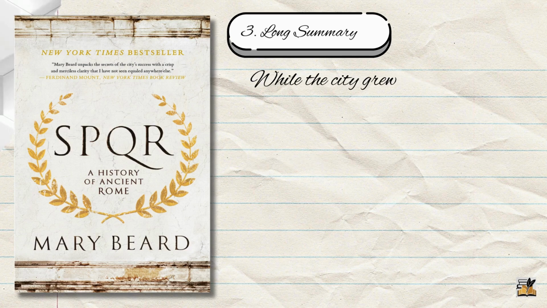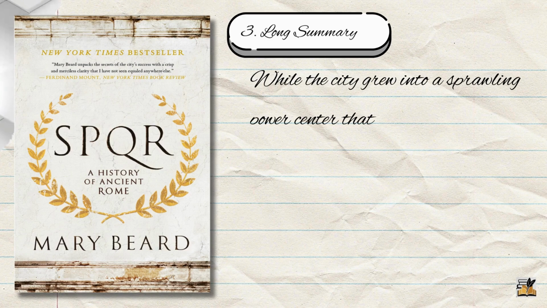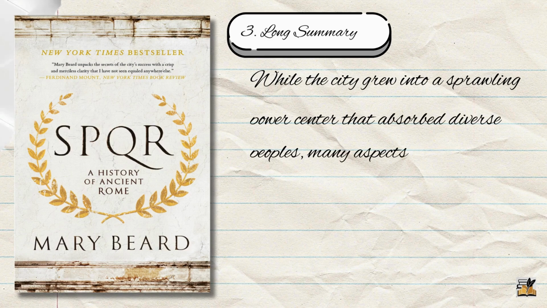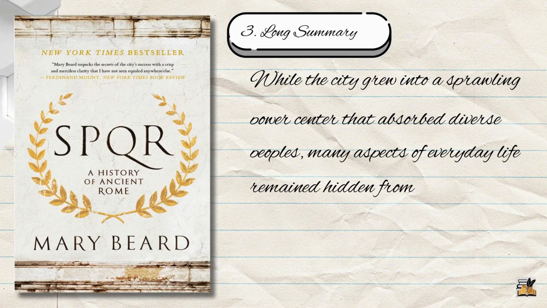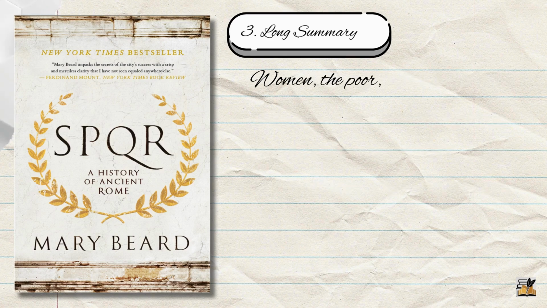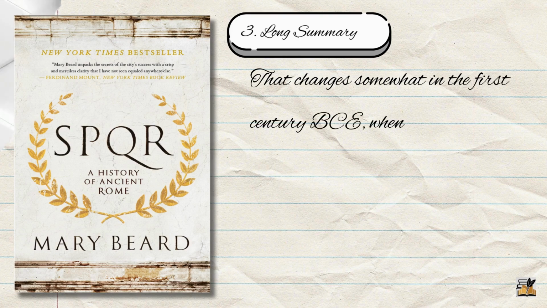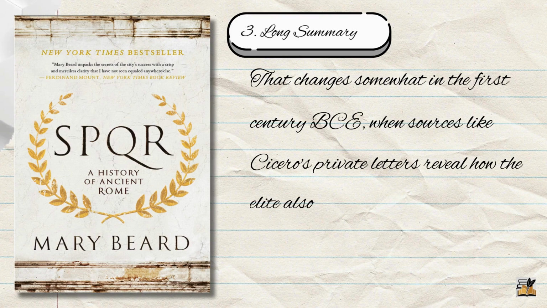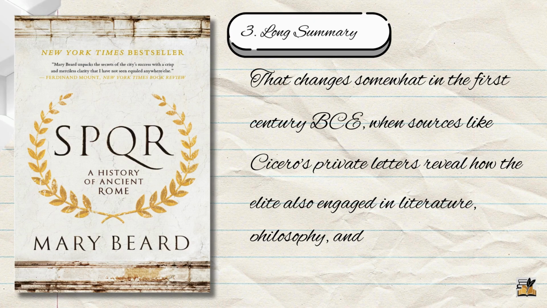While the city grew into a sprawling power center that absorbed diverse peoples, many aspects of everyday life remained hidden from the historical record. Women, the poor, and slaves rarely featured in official narratives. That changes somewhat in the 1st century BCE, when sources like Cicero's private letters reveal how the elite also engaged in literature, philosophy, and personal concerns.